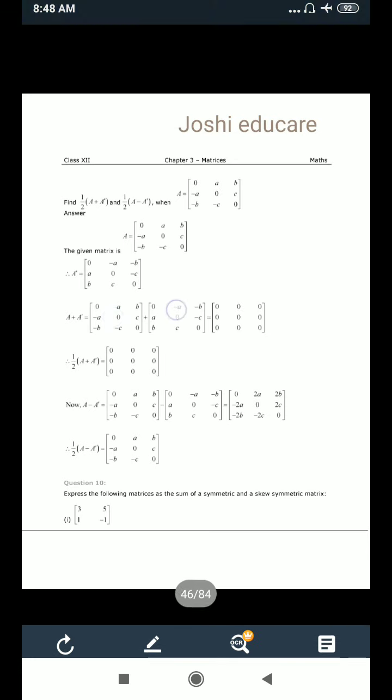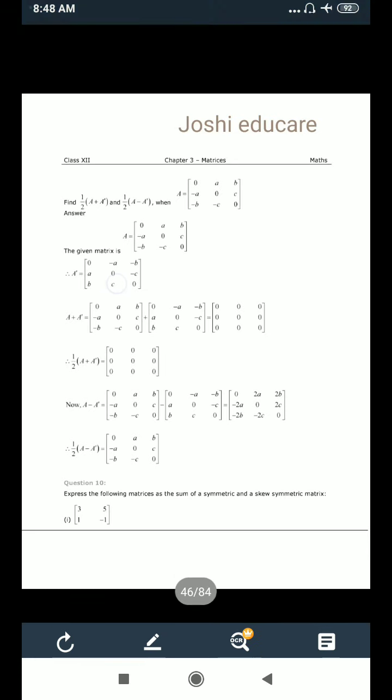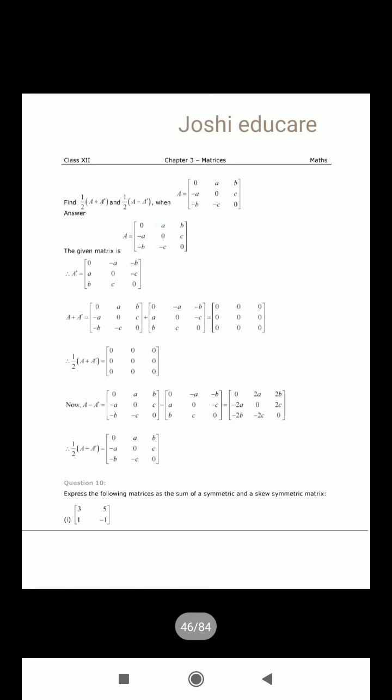In adding the matrices, we add the corresponding elements, we get this thing multiplied by half. As it is null matrix, so multiplying with half will make no difference at all. It will remain the same thing. We got it. Now if you want to get half of A minus A transpose, what we'll do, we'll subtract this A transpose from A. On subtracting, you are getting this matrix. How subtraction is done? We'll subtract the corresponding elements. Okay. Now you multiply it by half.